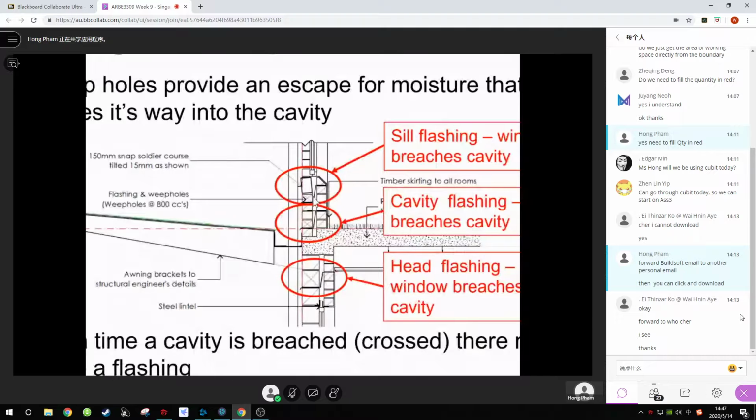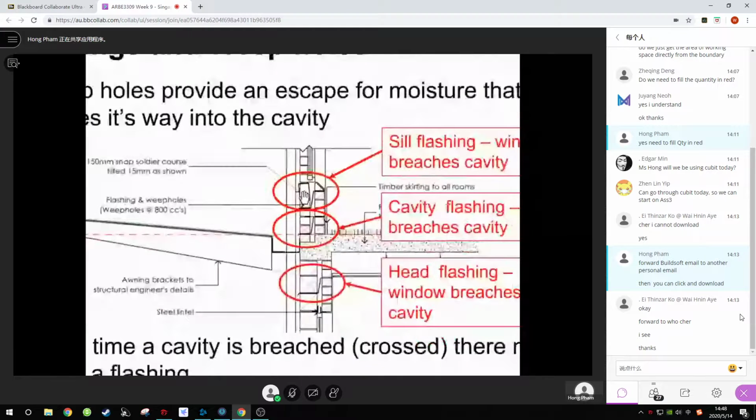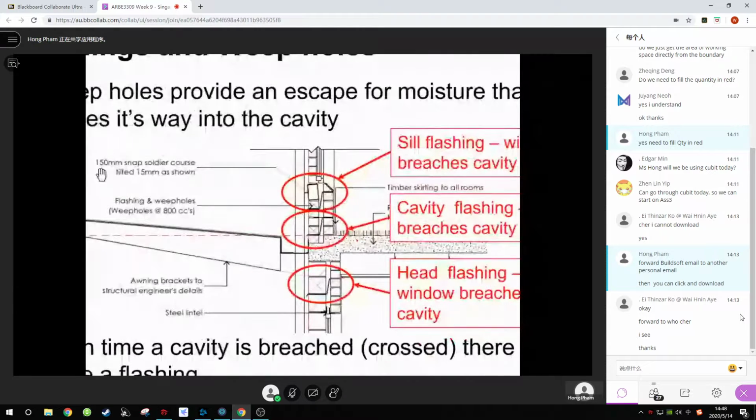Okay, look at here. This is a brick wall. You read this one: 150 mm snap soldier course. Remember just now I taught you about soldier, the brick that's standing up straight. Okay, so if you look at it, this is a sill of the windows. This is the window, and this is a sill of the window. All right, and tilted 15 mm as shown. So it's not straight. It's a bit tilted, 15 mm out, to make it a sill of the window.